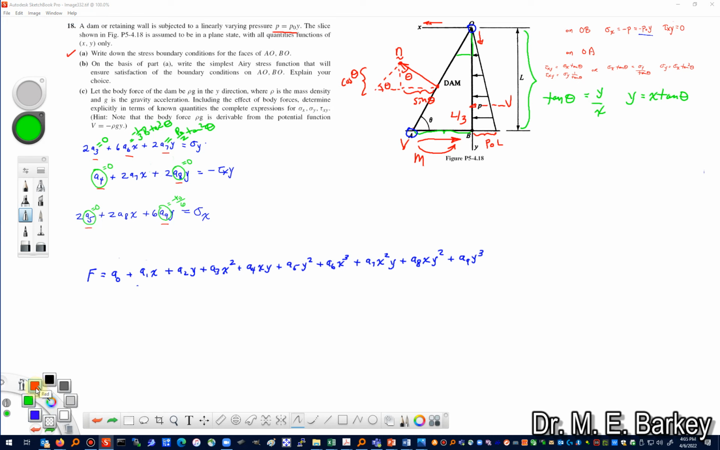The terms that do not show up in the stresses really don't matter what they are in our Airy stress function. So for example, we don't need to worry about the A naught, or A1, or even A2. So the first one we get is A3, which is 0. A4 is equal to 0. A5 is equal to 0. A6 is equal to minus 1/3 p naught tangent cubed theta.